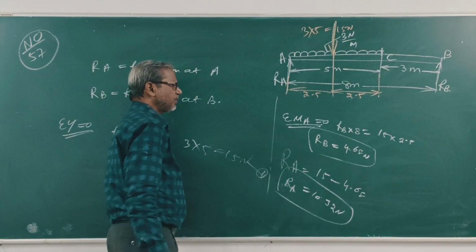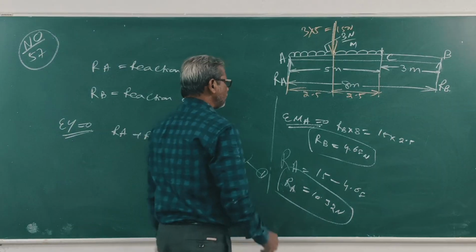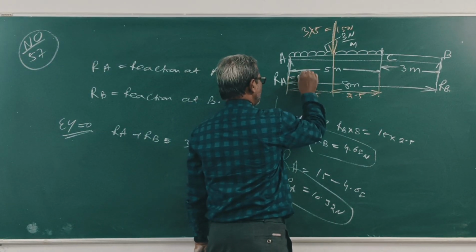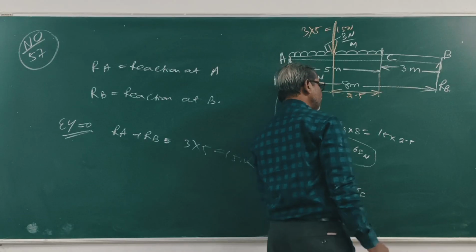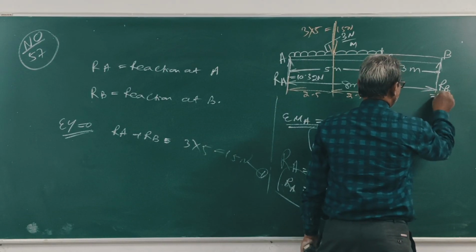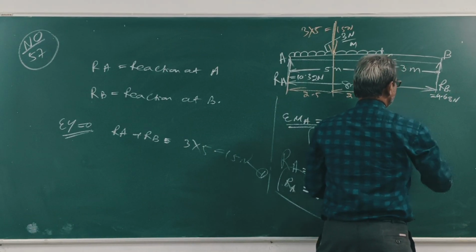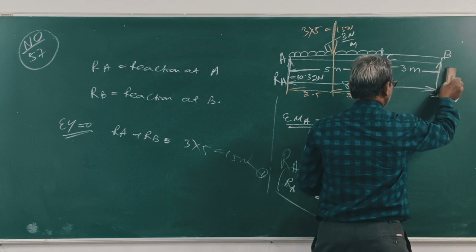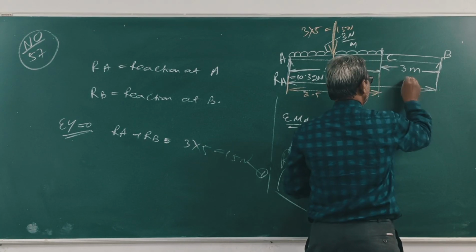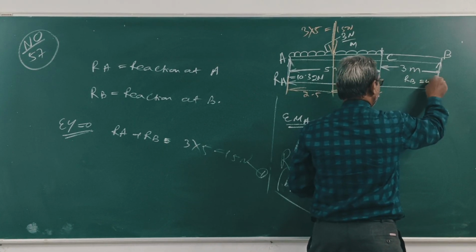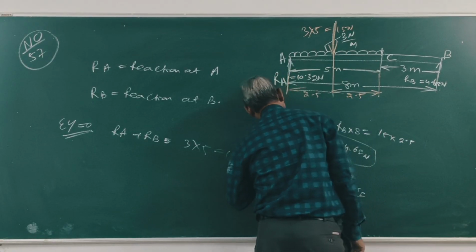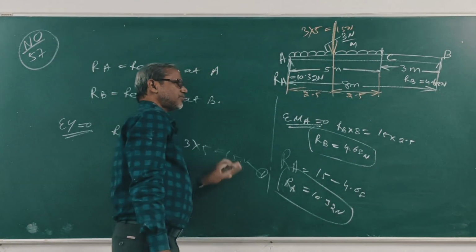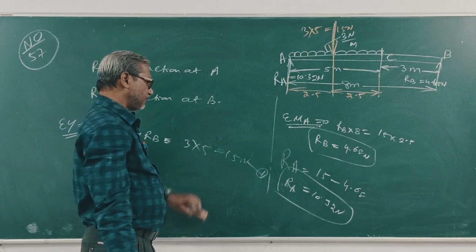Right? So RA is equal to 10.32 Newton and RB is equal to 4.68 Newton. Now, shear force calculation.